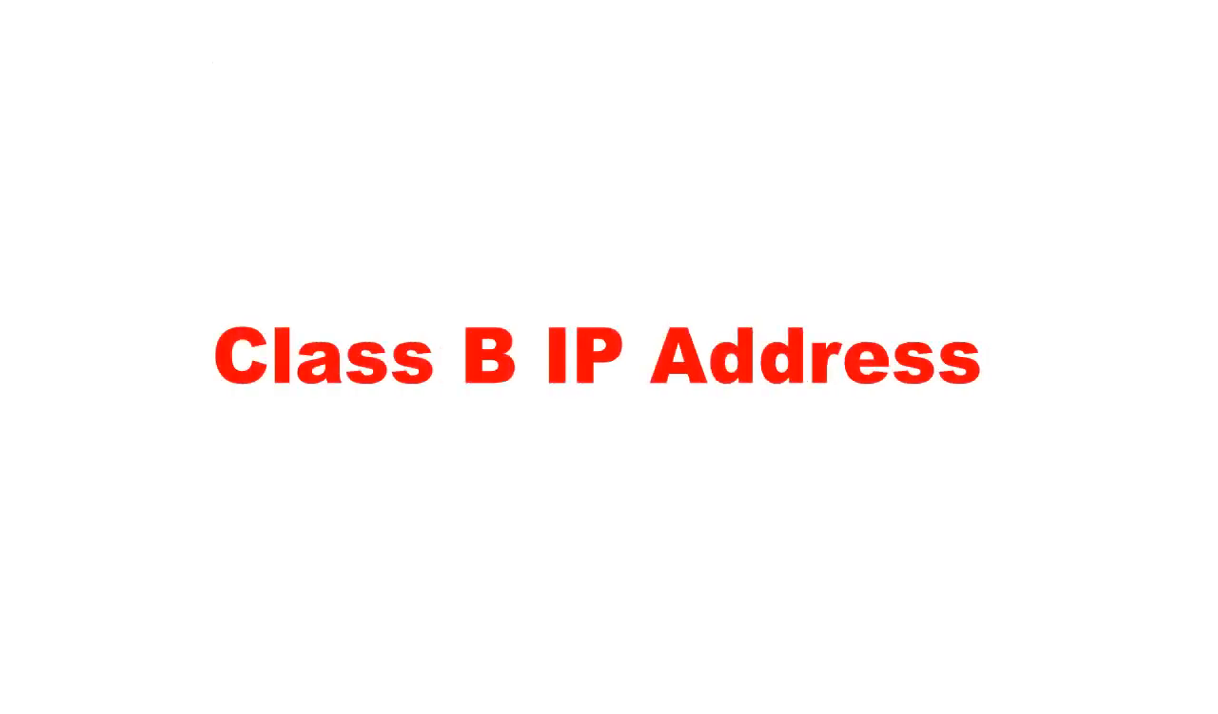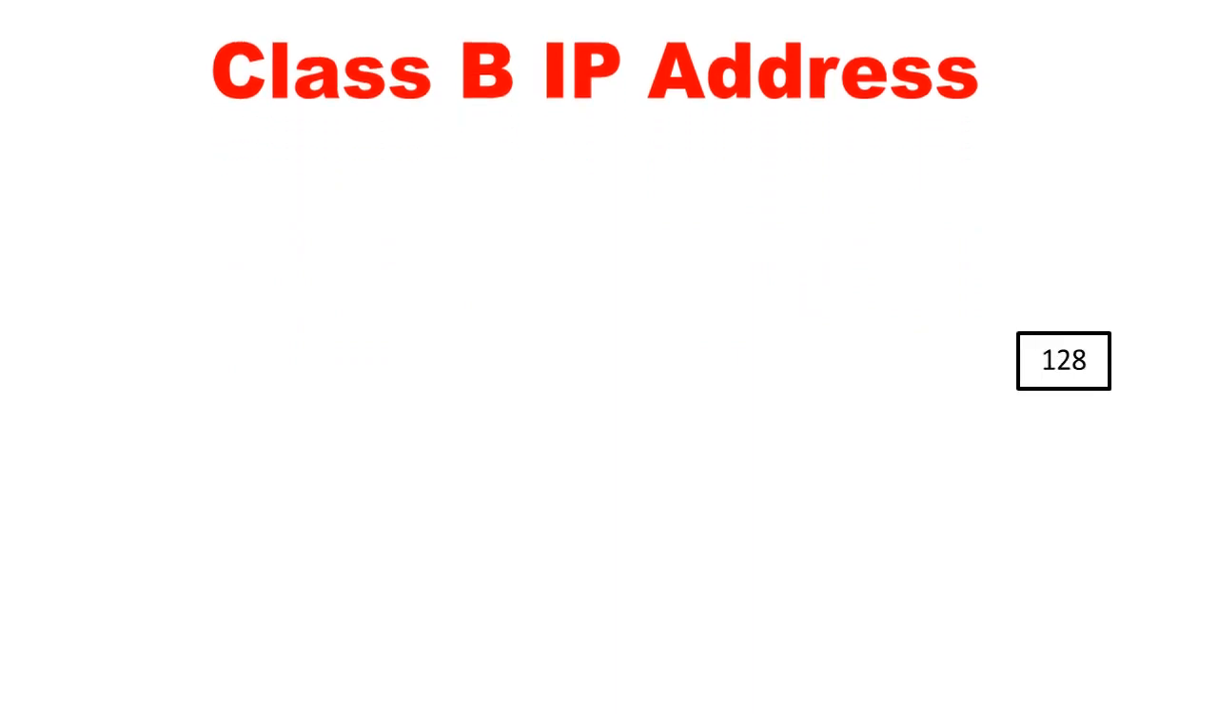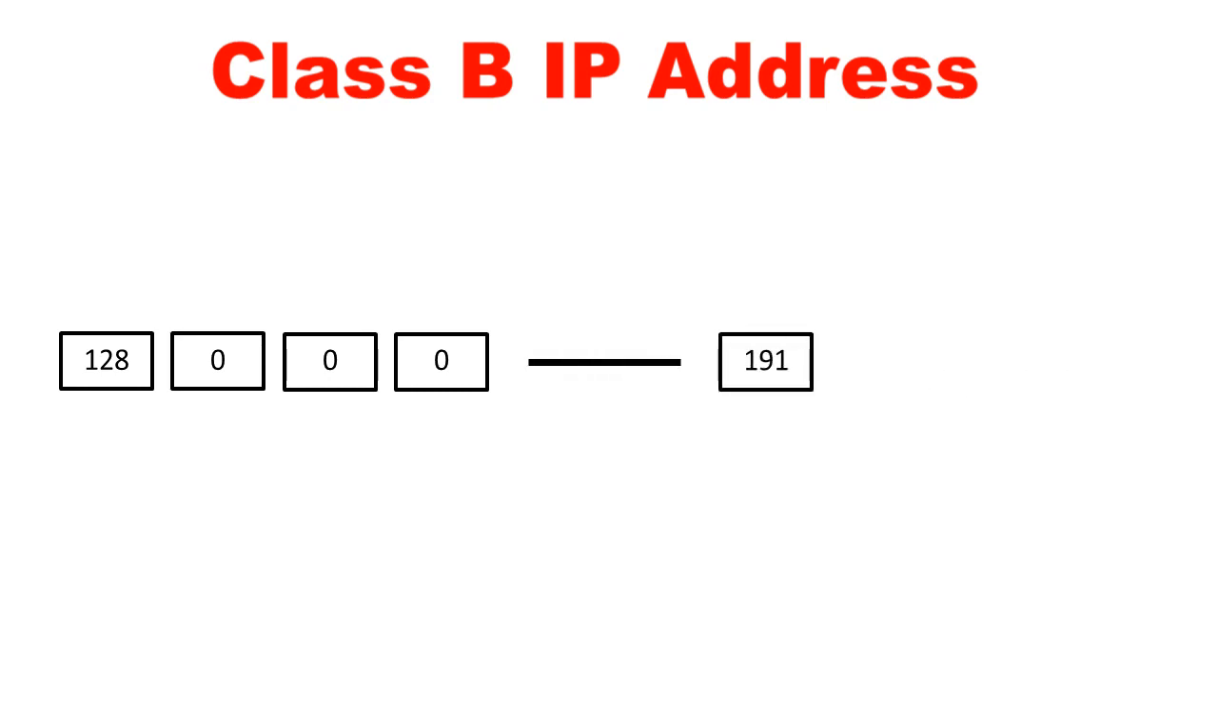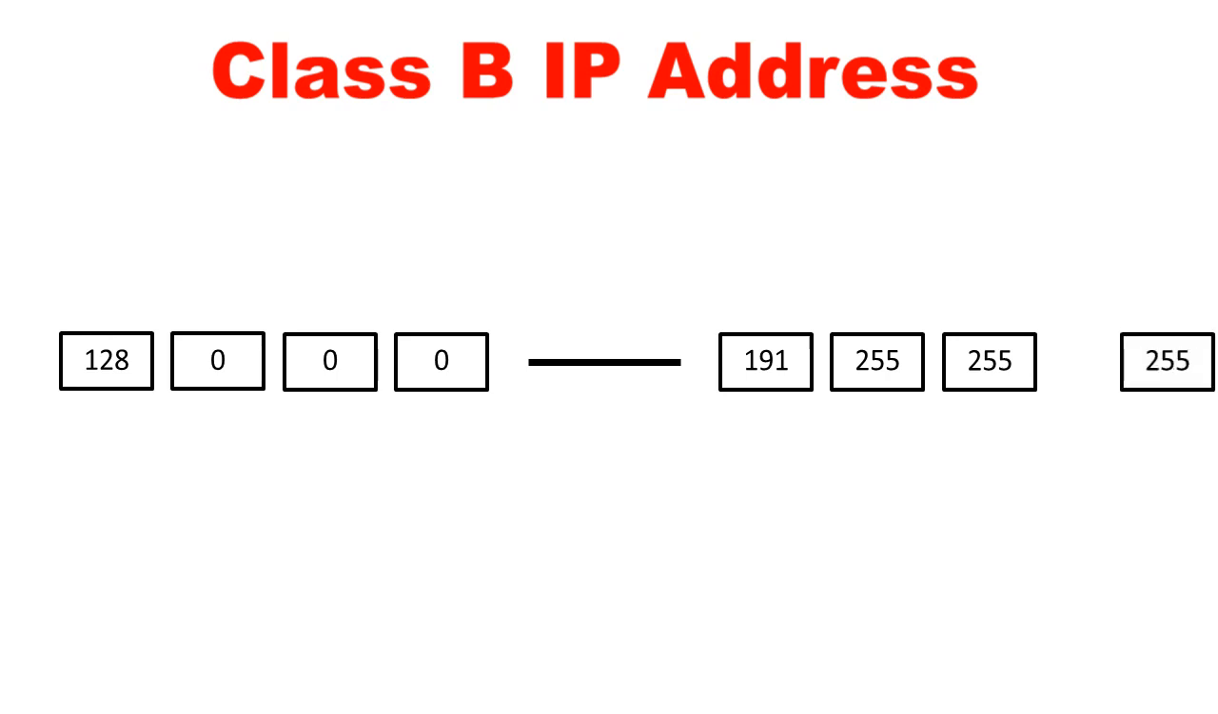Class B IP range starts from 128.0.0.0 to 191.255.255.255. The first and second octet places hold the network number, and the remaining 2 octets hold the host numbers. That is why class B is defined as a 16-bit address.